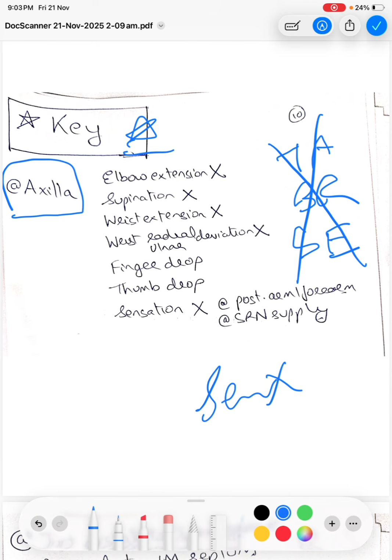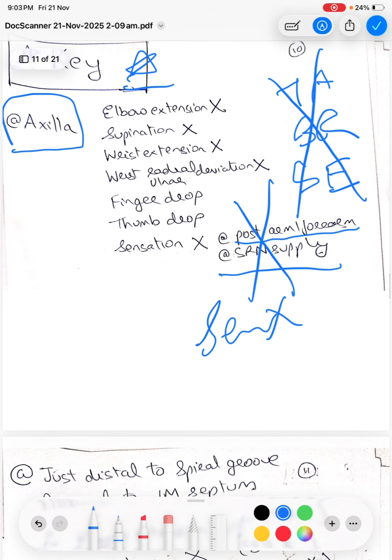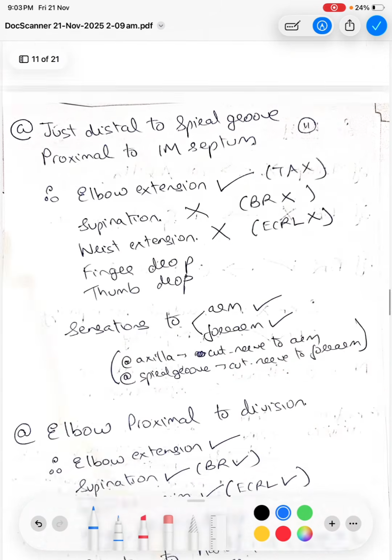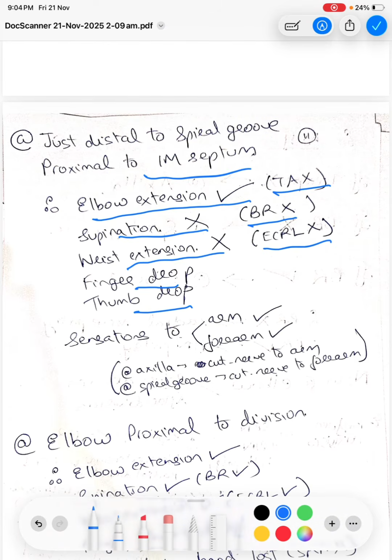So elbow extension is lost, supination is lost, wrist extension is lost, wrist radial and ulnar deviation is lost, finger drop, thumb drop, and sensations at the posterior arm, forearm, and the SRN supply, everything is lost. So this is the high lesion at the axilla. Okay, now a lesion just distal to the spiral groove, proximal to the intermuscular septum.